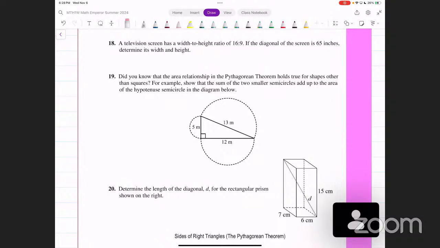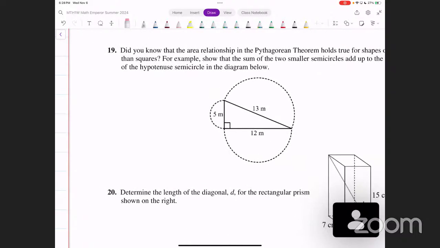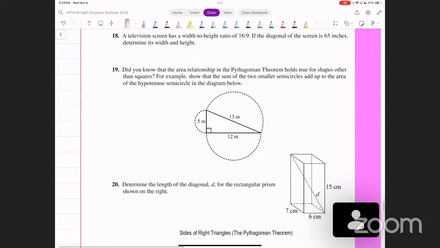All right. Did you know that the area relationship in Pythagorean theorem holds true for shapes other than squares? For example, show that the sum of the two smallest semicircles add up to the area of the hypotenuse semicircle in the diagram below. So this is a beautiful question. They want you to prove the area of the two semicircles added together will give you the area of the last semicircle.